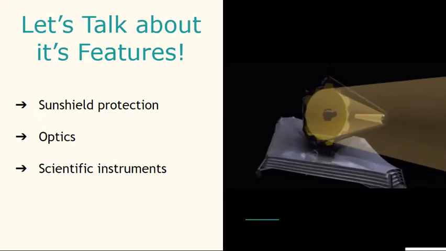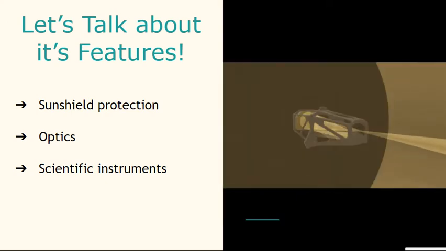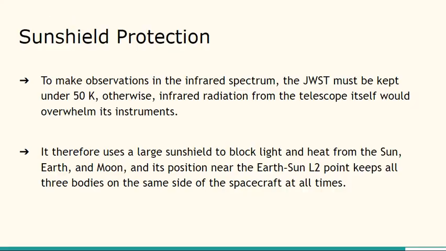There are many features of this space telescope, but I'll be talking about what stands out the most. So let's start with the sun shield protection. The primary objective of the sun shield, as the name suggests, is to protect against radiation, that is IR radiation that comes from the sun, in order to prevent interference and noise in the data collected. The JWST instruments are meant to be kept under 50 K for observation.